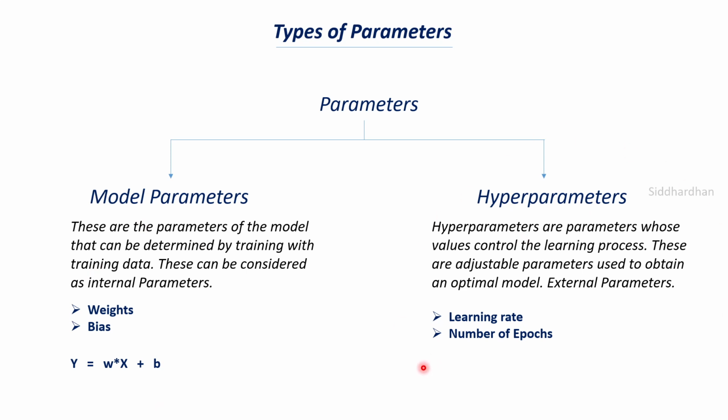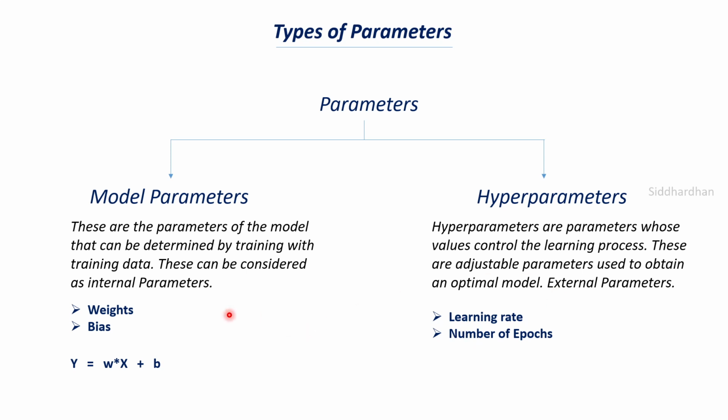Hyperparameters determine the learning process: how much change you want to give to your weights and bias, and how many iterations you want to give to your model. So these are the two main important parameters that we have. Apart from learning rate and number of epochs, we also have some other hyperparameters, but these two are the main ones that we will regularly use.